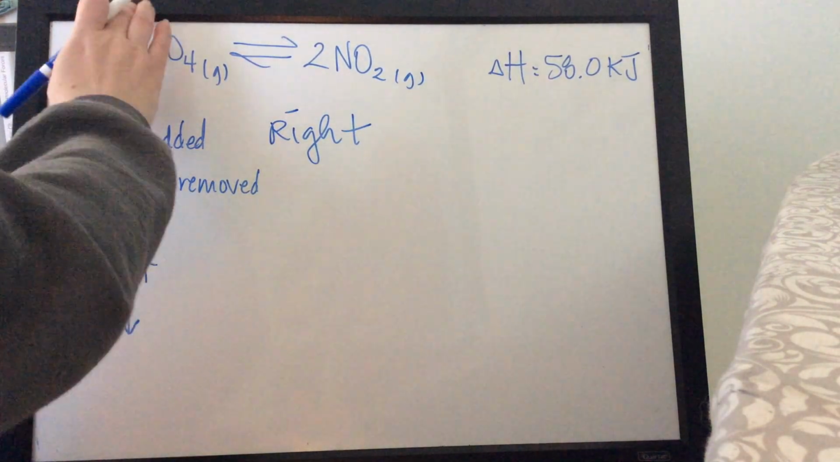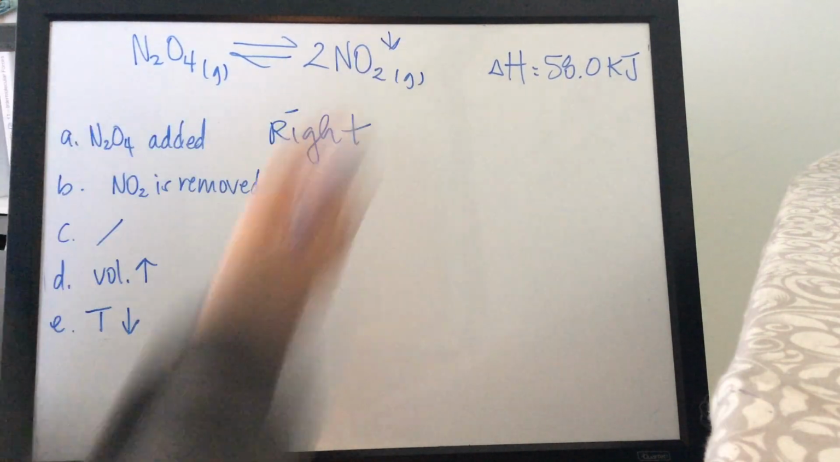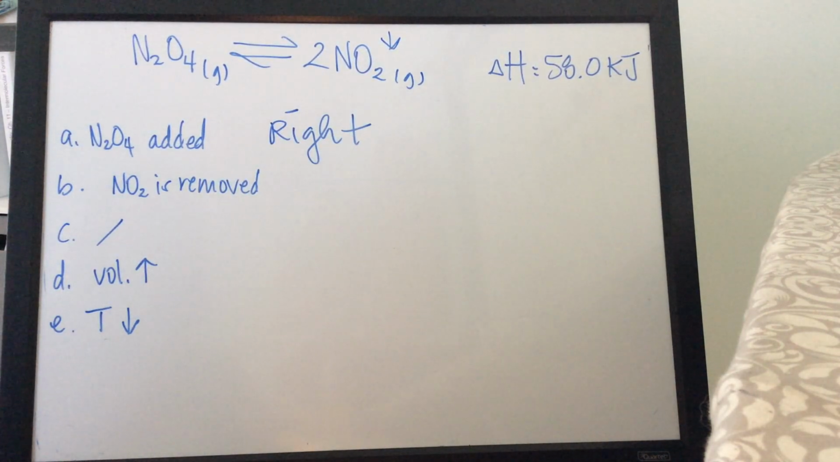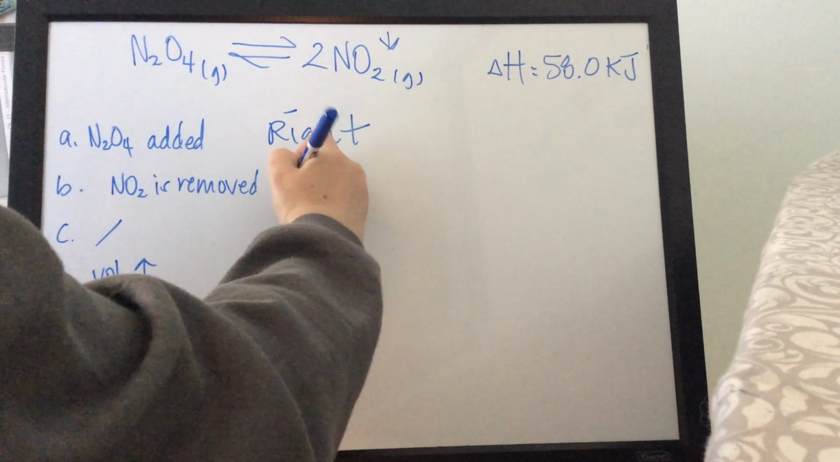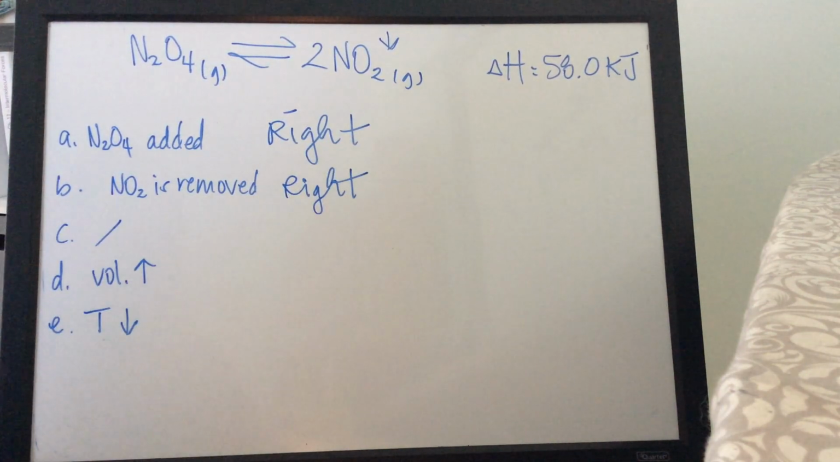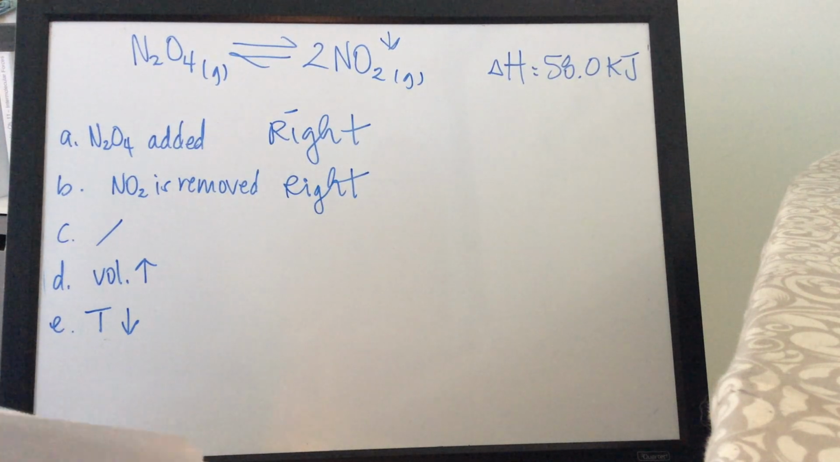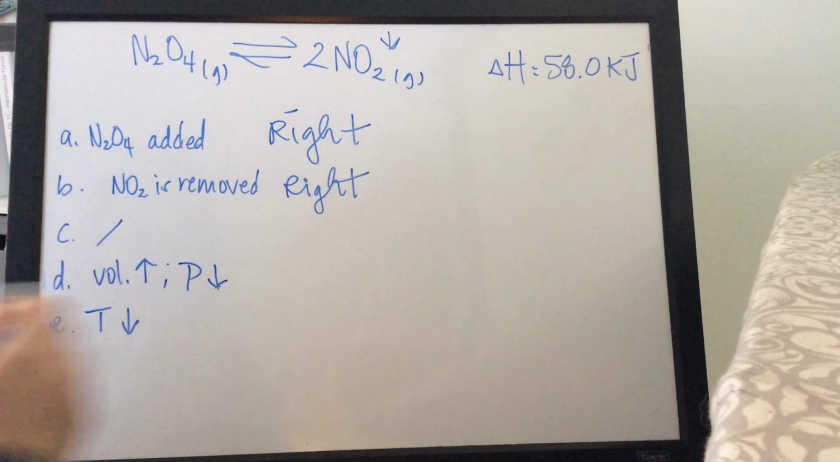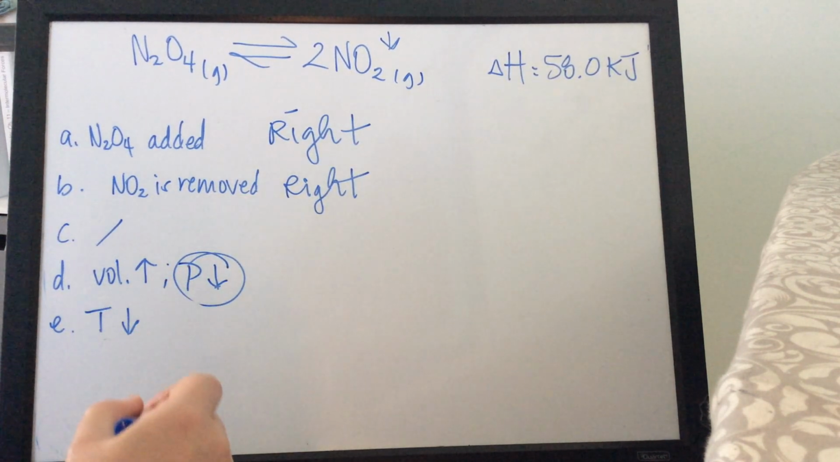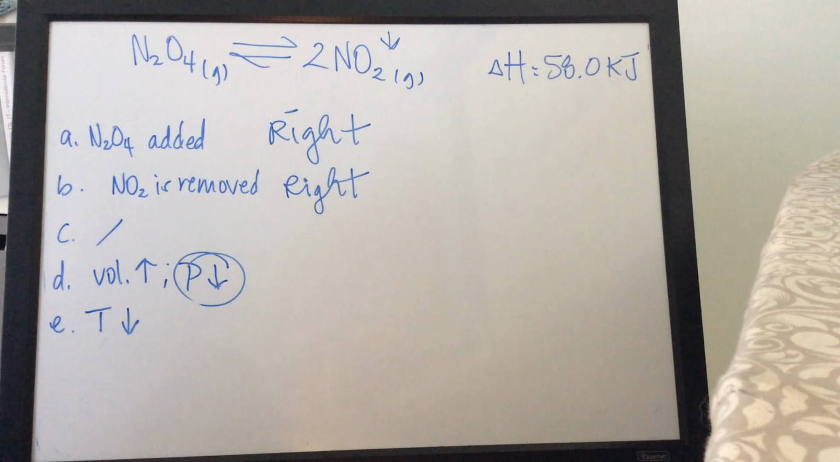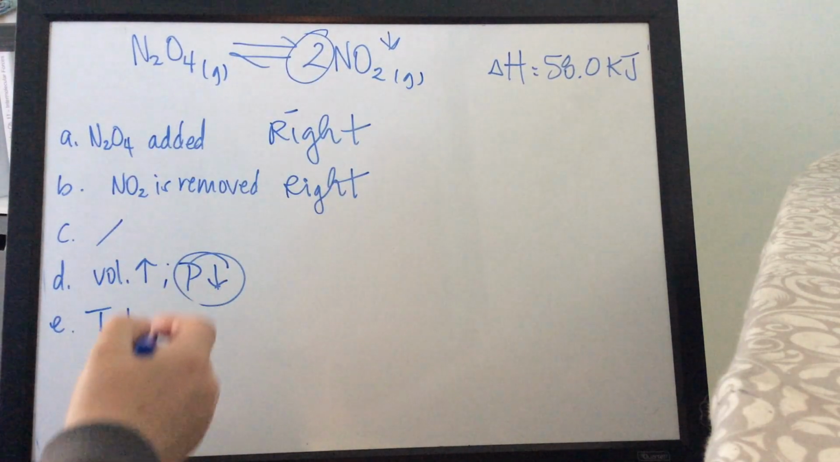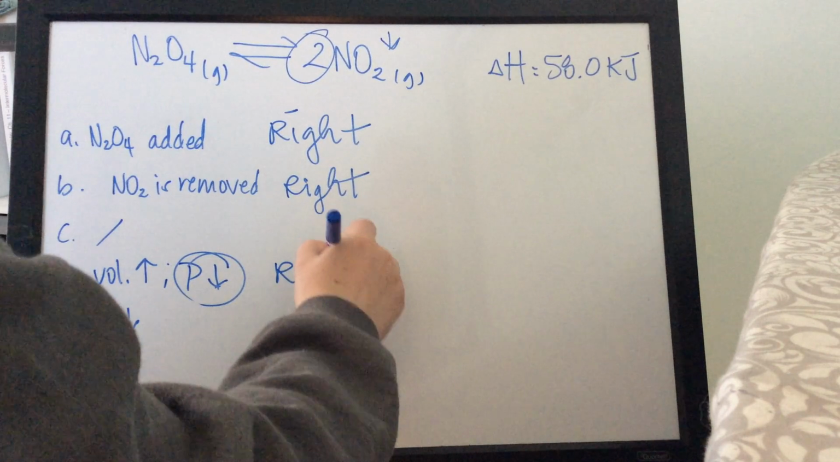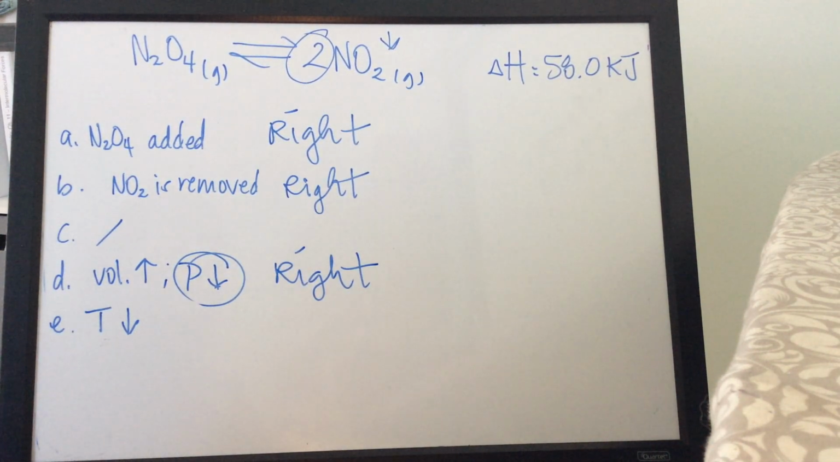B, NO2 is removed. So if I took some NO2 out, I would need to replace that. So it's also going to shift to the right, but for a different reason. In this case, the NO2 would need to be replaced. Okay, C, skipping. D, if I increase the volume of my container, which means that the total pressure in the container is going to decrease. So pressure's too low. I need to offset that by increasing the pressure. So it's going to shift to the side with more moles of gas. So it would also shift right. A lot of rights here in a row.